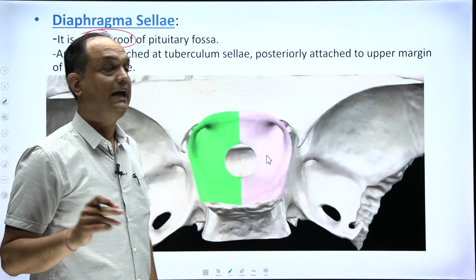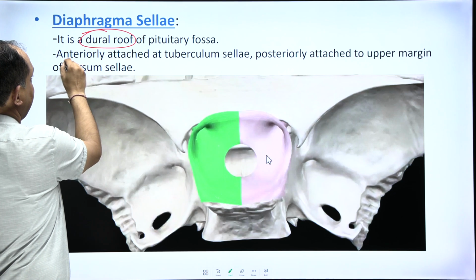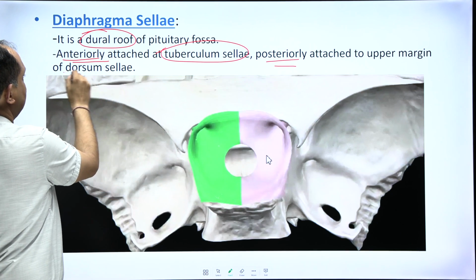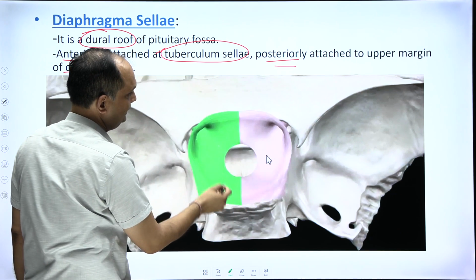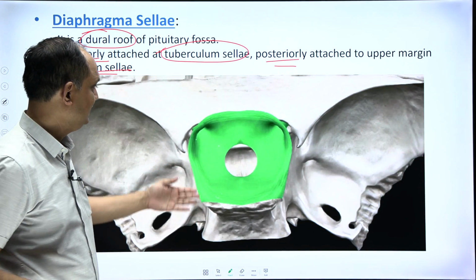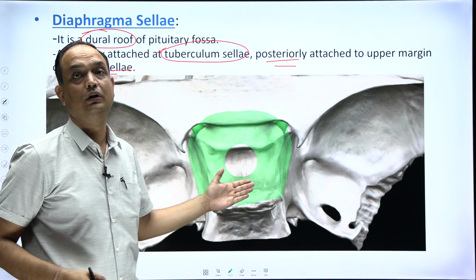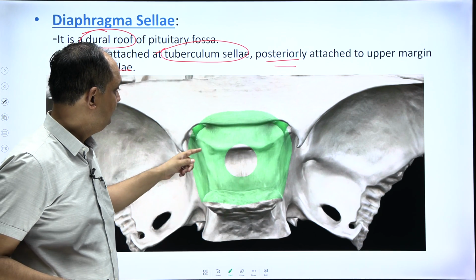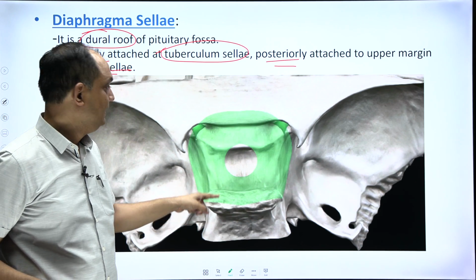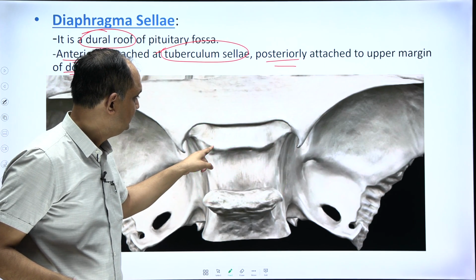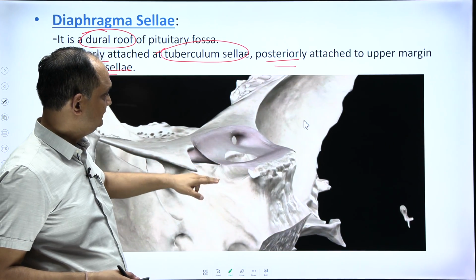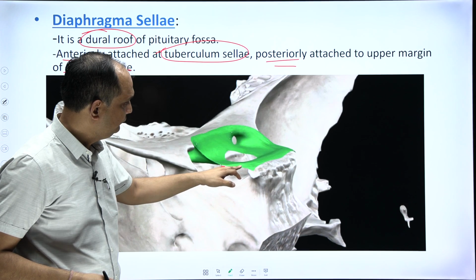Now this is an extension, or a stretching, which is attached anteriorly to the tuberculum sellae, and posteriorly it is attached to the upper margin of the dorsum sellae. So this is the dorsum sellae, and this is your tuberculum sellae anteriorly. In this video clip you can see that this is a diaphragmatic fold, or extension of the dura mater. Now if you remove it posteriorly, you can see this is the upper margin of the dorsum sellae, and this is your tuberculum sellae. So the inner side is attached to this sellae. Clear? If you see from the side, it is covering this pituitary fossa from above.